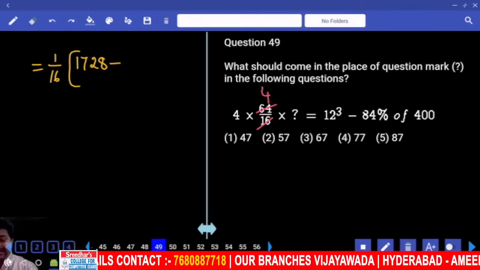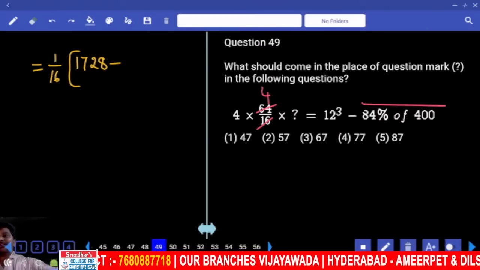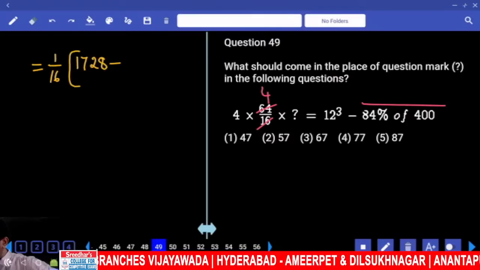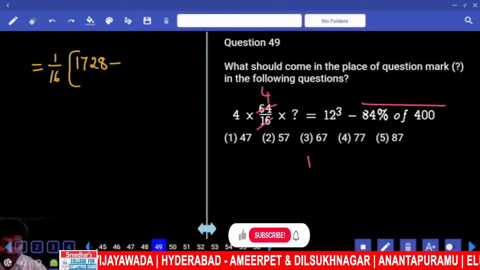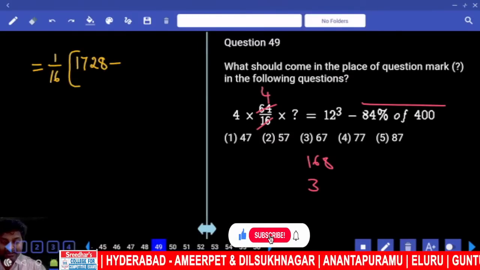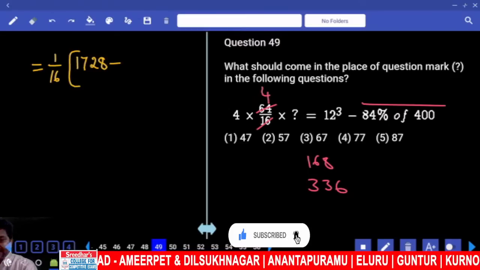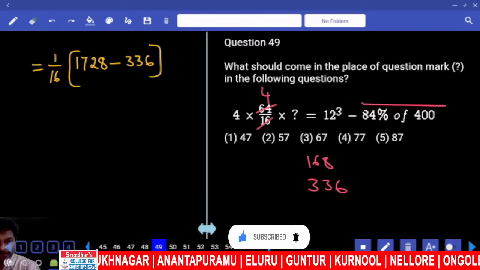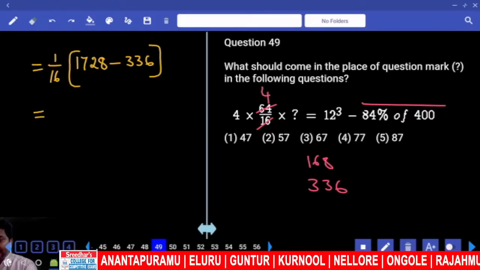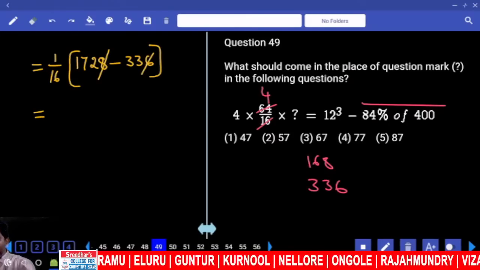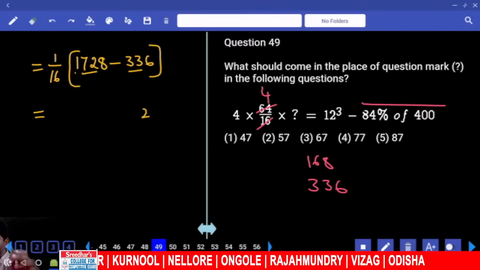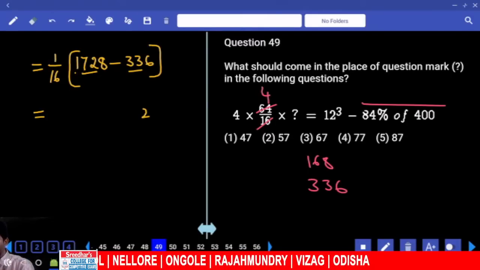1728 minus 84 percentage of 400. 84 into 4, that is the 1% value. 84 double, double. Double, 336. From this, if we subtract 336. Yes. Now, 8 minus 6. 72 minus 33, 39.